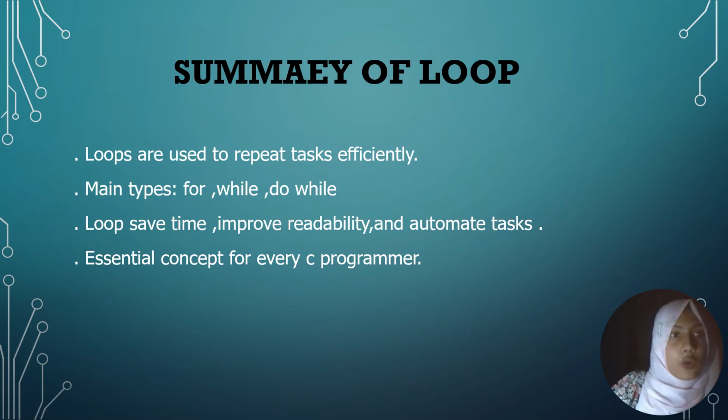Summary of loops. Loops are used to repeat tasks efficiently. Main types: for, while, do while. Loops save time, improve readability, and automate tasks. An essential concept for every C programmer.